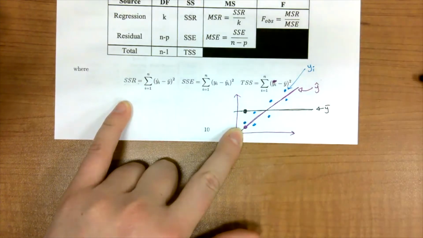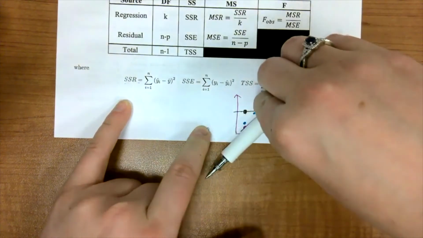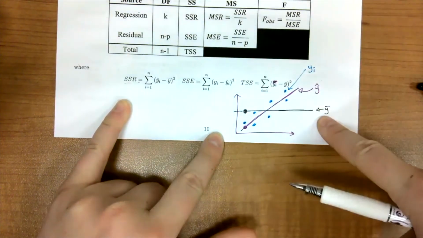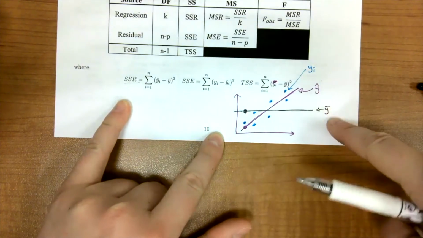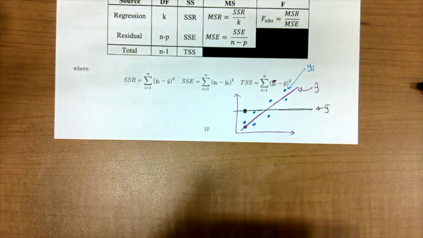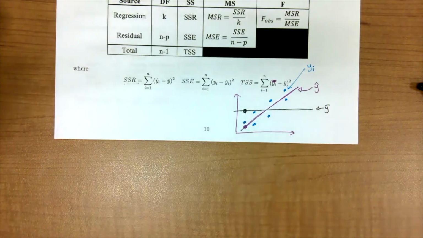But notice if we take this purple line and it was to become more flat, then it would look almost exactly like our y bar. And so we would say that our model isn't really contributing to understanding our response, or it's not going to do any better than just taking the overall mean.